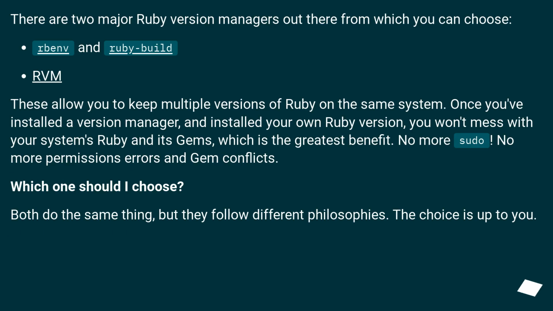There are two major Ruby version managers out there from which you can choose: Rbenv and RVM. These allow you to keep multiple versions of Ruby on the same system. Once you've installed a version manager, and installed your own Ruby version, you won't mess with your system's Ruby and its gems, which is the greatest benefit. No more sudo. No more permissions errors and gem conflicts.